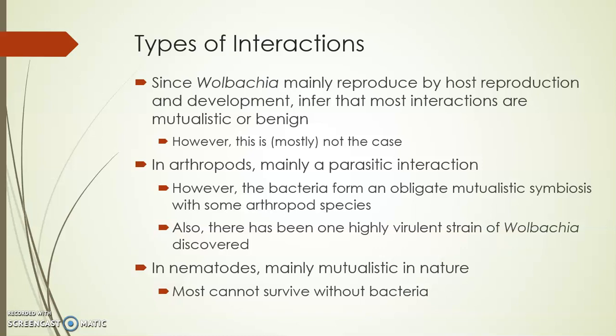Types of interactions. Since Wolbachia mainly reproduce by vertical transmission, we can infer that most interactions are then mutualistic or benign. However, this is mostly not the case. In arthropods, they are mainly considered a parasitic interaction. So even though the bacteria are considered parasitic, they usually don't cause an early death for the members, the arthropods. However, there has been seen to be one highly virulent strain of Wolbachia that kills pretty early on in the organism's life. And there also has been found in at least one species that the bacteria forms an obligate mutualistic symbiosis with the arthropod species.